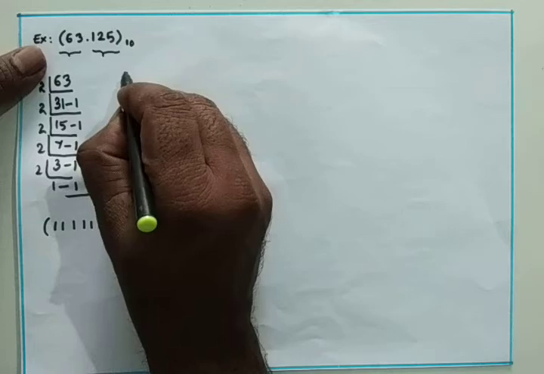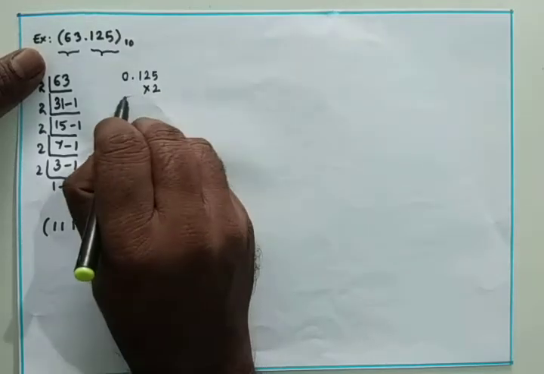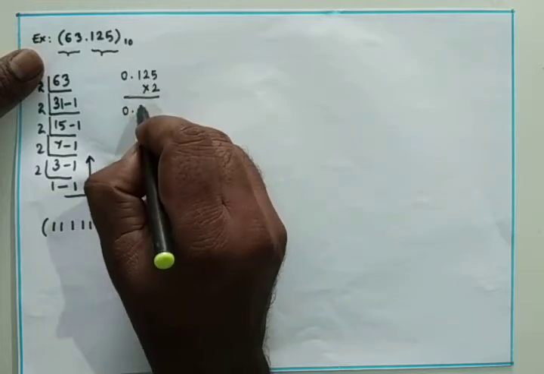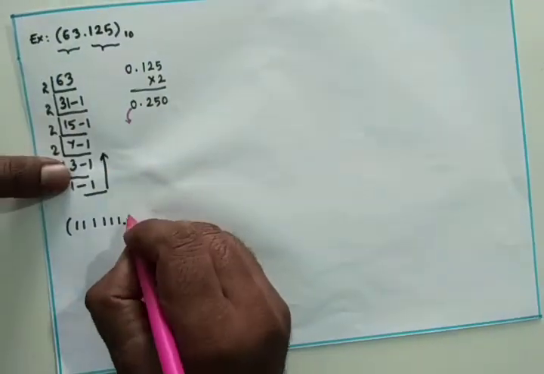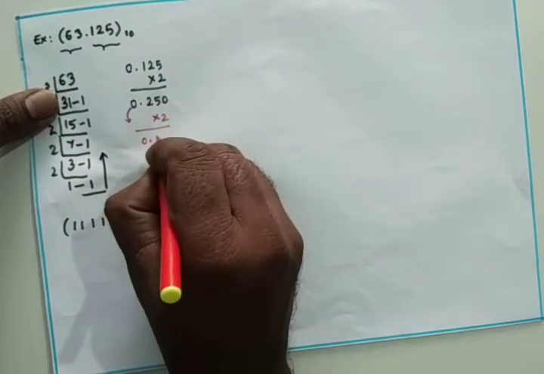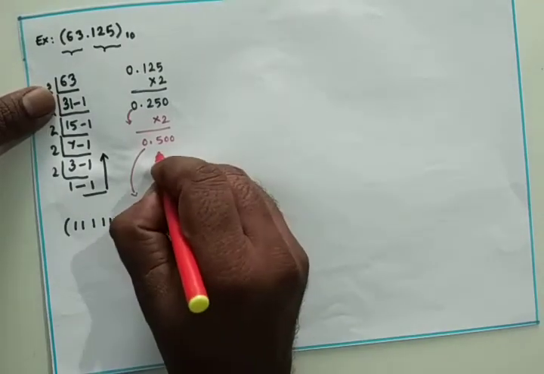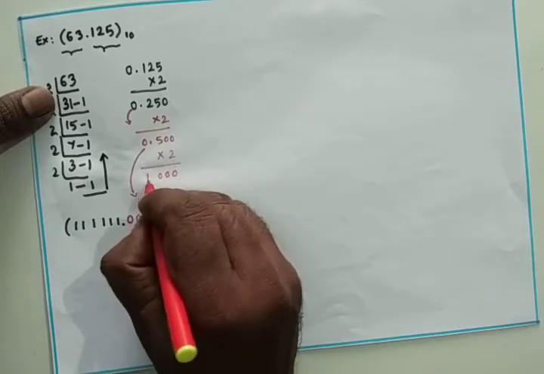Then coming to the fractional part, take the fractional part, that is 0.125. It has to be multiplied by 2, so that it will be 0.250. We have to collect this integer part now. Now it is 0, so that 0 comes here. Then again go with the multiplication by 2. This one will be 0.500. So again this 0 comes here, and again it is multiplied by 2, so we got 1.000.